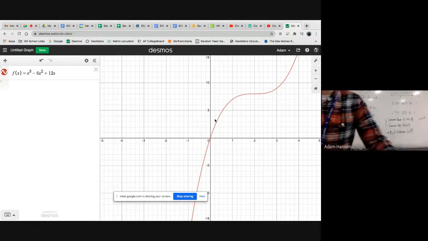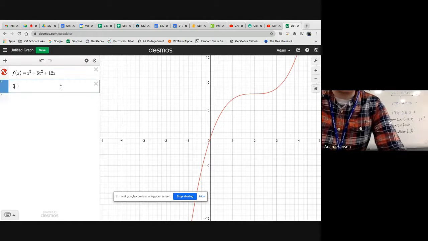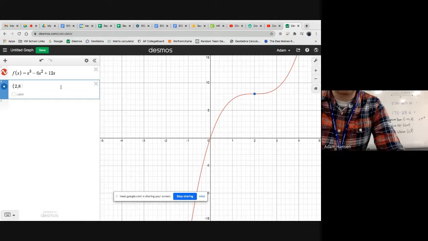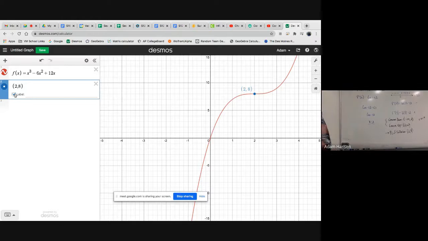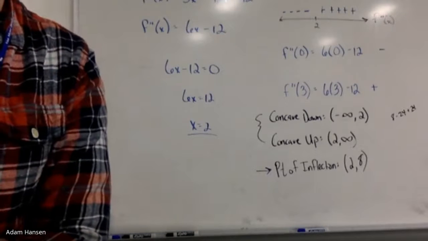I know that it has a point of inflection at 2, 8. I'll graph that right there. You can see from negative infinity to 2, that would be this left-handed portion of the function, it's opening down, it's concave down. From 2 to positive infinity, on the right-handed portion of the graph, it's concave up, looking like a bowl or a cup. So I believe this matches with the work that we had on the board as we were applying the second derivative test.